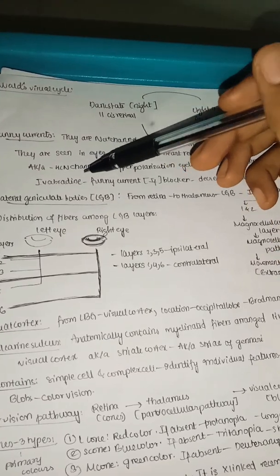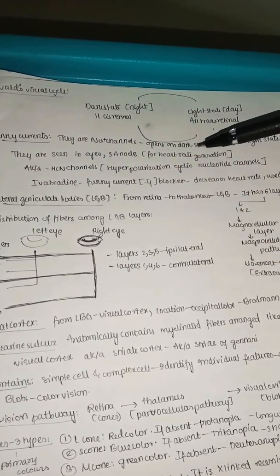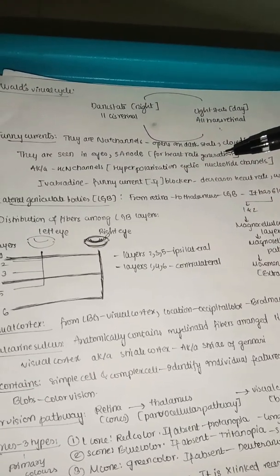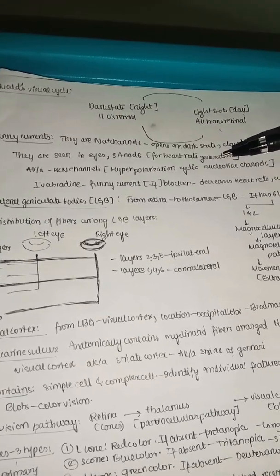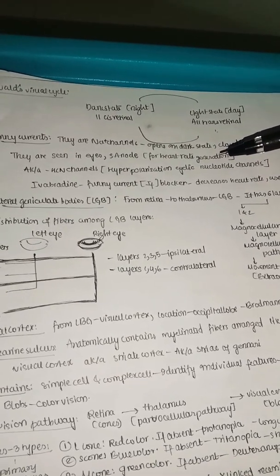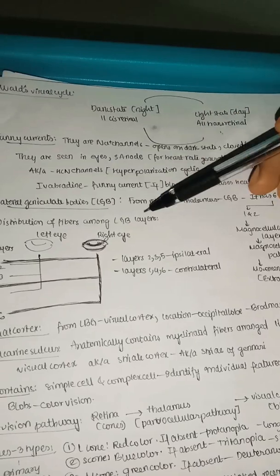And these are also known as HCN channels. They are hyperpolarization cyclic nucleotide channels. So funny currents are also called hyperpolarization cyclic nucleotide channels, that is in short form HCN channels.